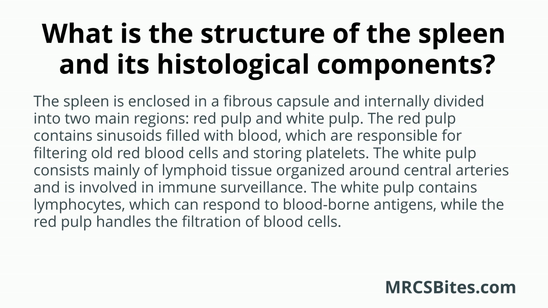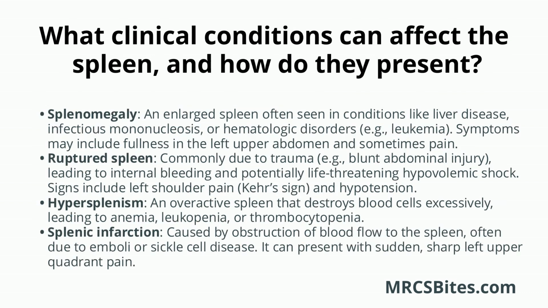The white pulp consists mainly of lymphoid tissue organized around central arteries and is involved in immune surveillance. The white pulp contains lymphocytes, which can respond to blood-borne antigens, while the red pulp handles the filtration of blood cells. What clinical conditions can affect the spleen, and how do they present?